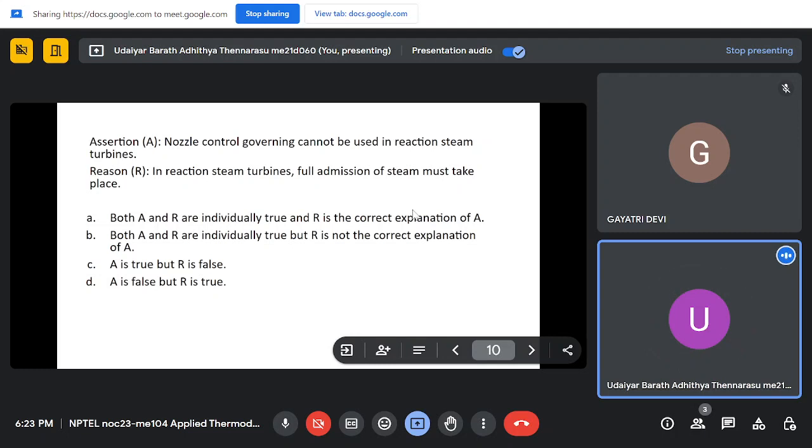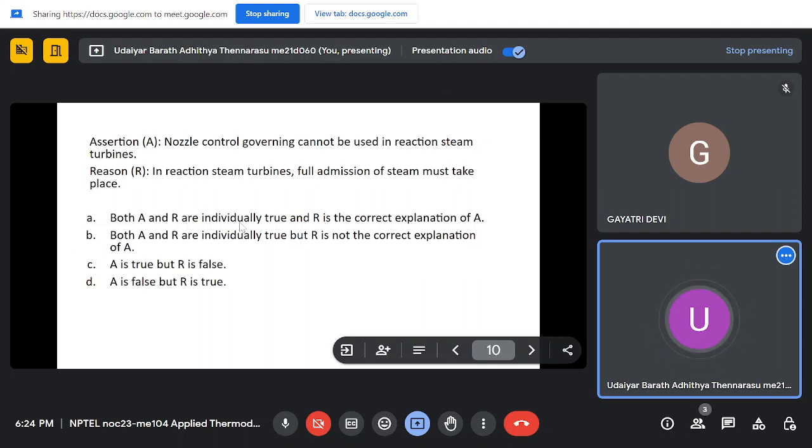Governing, in general, means you need to run the turbine at a fixed, constant speed, maintaining the speed at different load conditions. In case of nozzle control, you control the inlet steam using a valve, so you restrict it. But in a reaction turbine you need to admit full steam, because the pressure difference happens across the moving blades as well, and not just the velocity change.